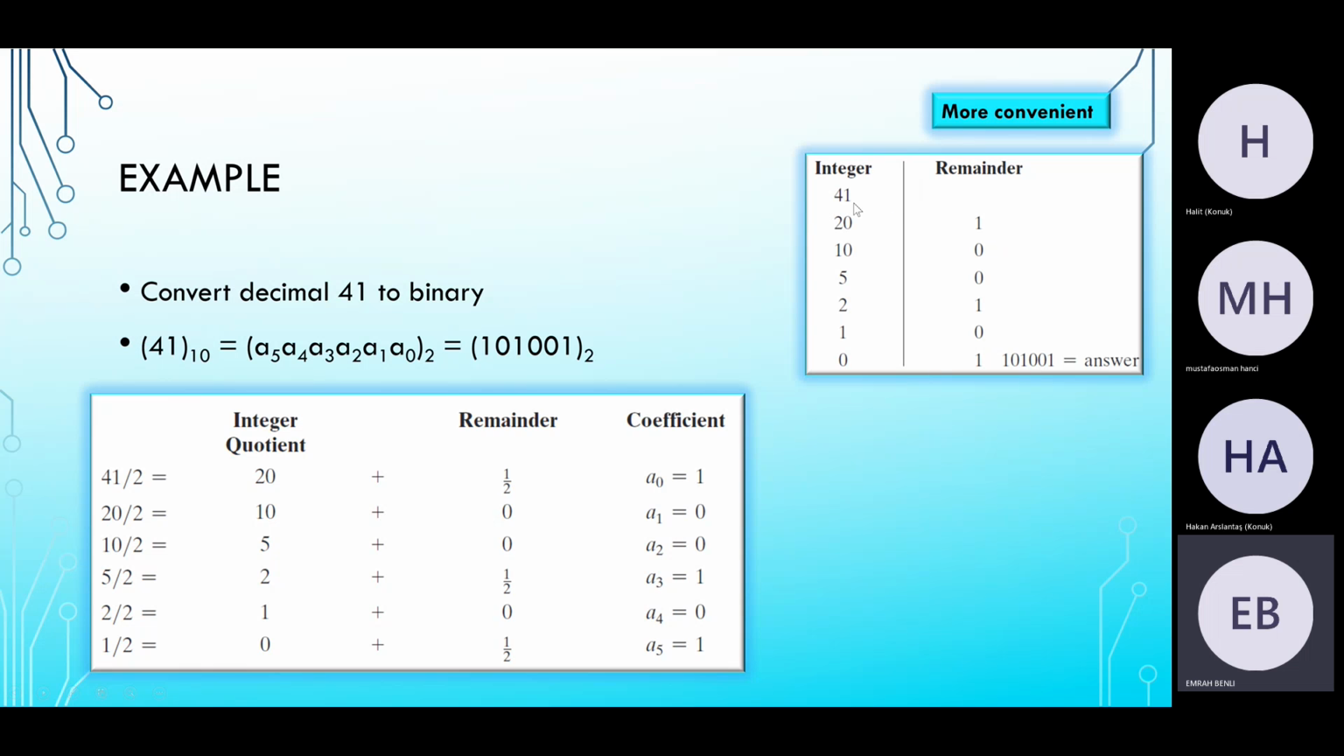You can write it like this too. 41 divided by 2, and you got 20, you have 1 remainder, and divide by 2 again, 10, and remainder here, and continue. And then these numbers, you start from the bottom to up, and that's your answer.